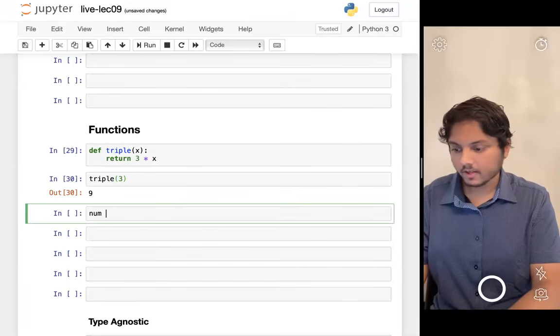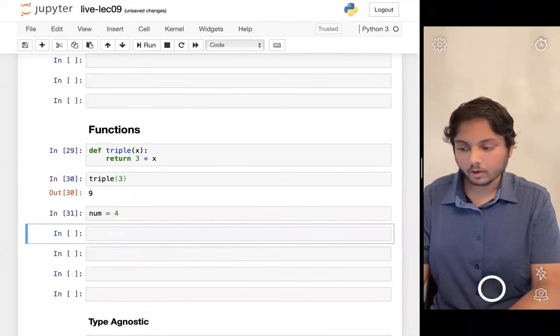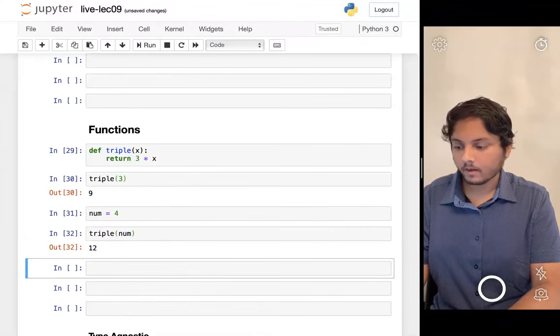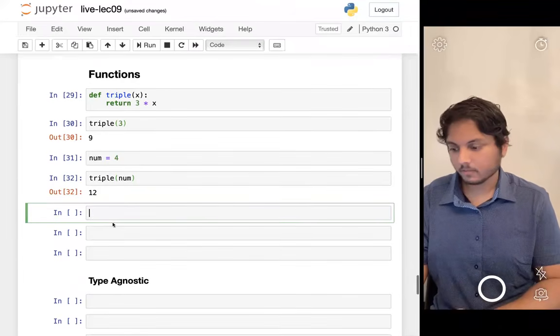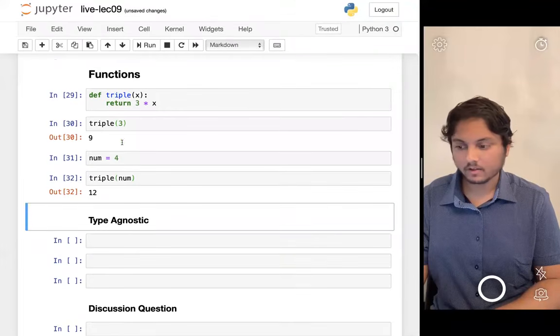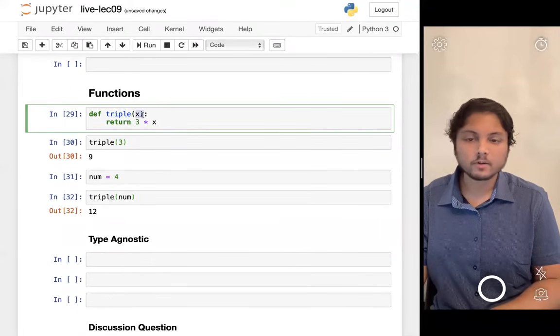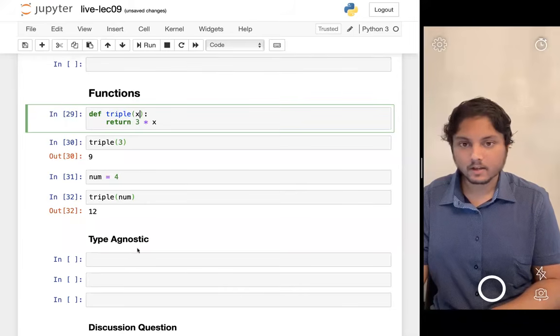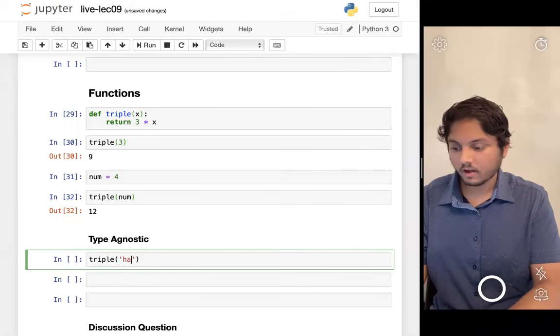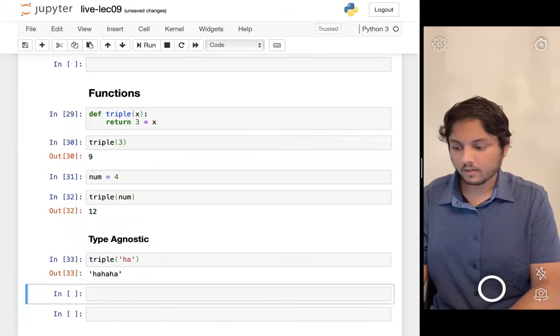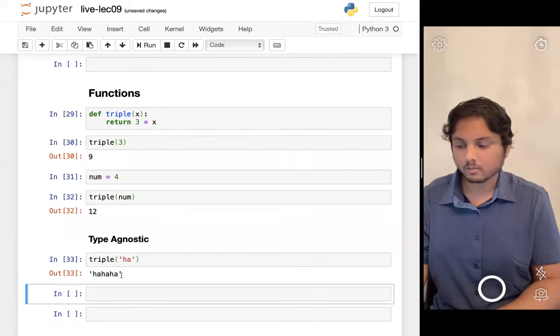You can also assign a value to a name. So let's say num equals 4, and then I could call triple on that. I could pass in num, and then that gives me 12. And what's also interesting is that functions are type agnostic. Python doesn't know what kind of type to expect here necessarily. So you could pass in any type you want. Some types might work, some types might not. For example, if I did triple of 'ha', and this is a string, then this actually works and it does 'ha ha ha'.